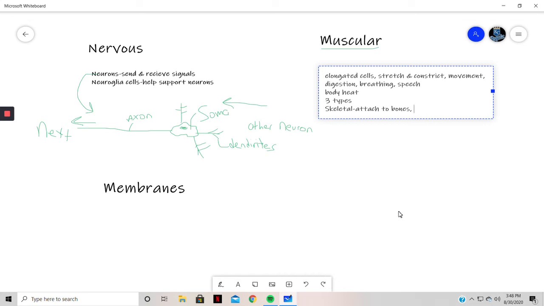Okay, attached to bones, thread-like, long. I should have said long first. Thread-like, so we're thinking thin, okay, would be the way to think about that. And voluntary, yeah. Got to mention that. Voluntary, so that means you control it, okay?